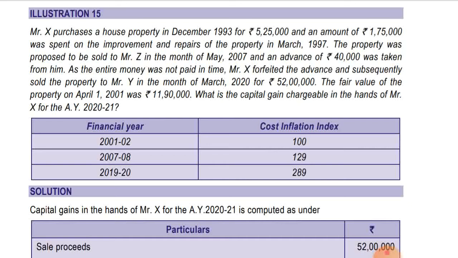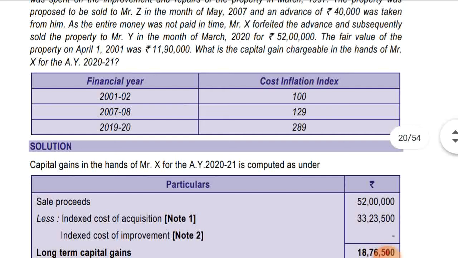As you all know, any amount forfeited by the current owner will be deducted from the cost of acquisition. Okay, so in this case 40,000 will be reduced from the cost of acquisition and then indexation will be done. For the financial year 2019-20, indexation is given, cost inflation index is given. So let's see the solution.